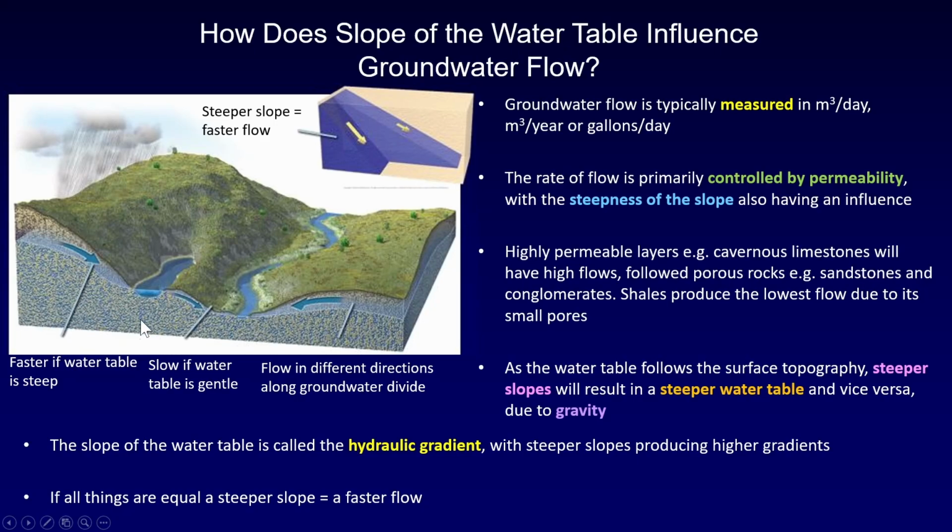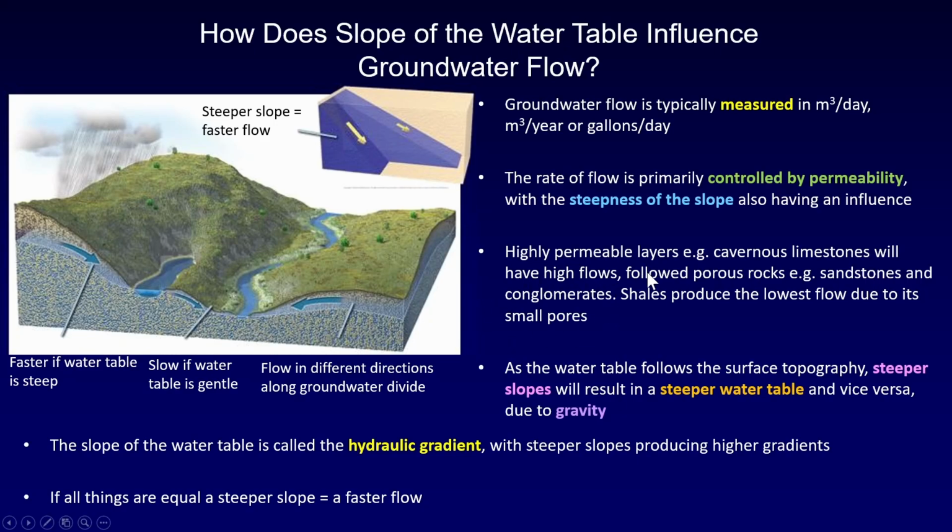Now, if you had a situation where you had another layer of rock coming in, and this layer of rock was less permeable, well, in that situation, you are going to see a change in the groundwater flow. You're going to see rapid groundwater flow in the more permeable layer, and as soon as the groundwater enters the less permeable layer, you are going to see that groundwater flow slowing down. So permeability is the first control, but there's also an influence from the steepness of the water table, and that is a reflection of the topography.